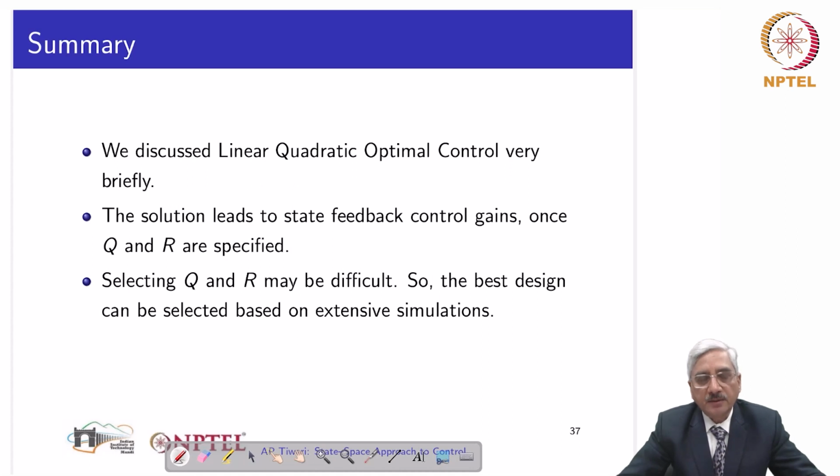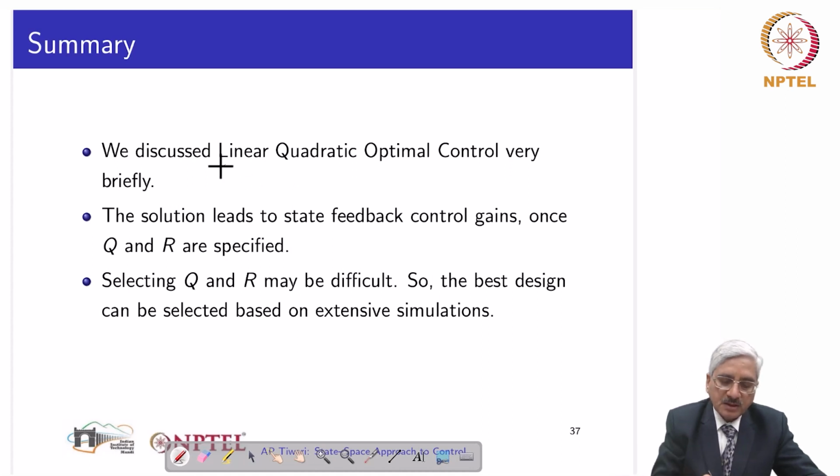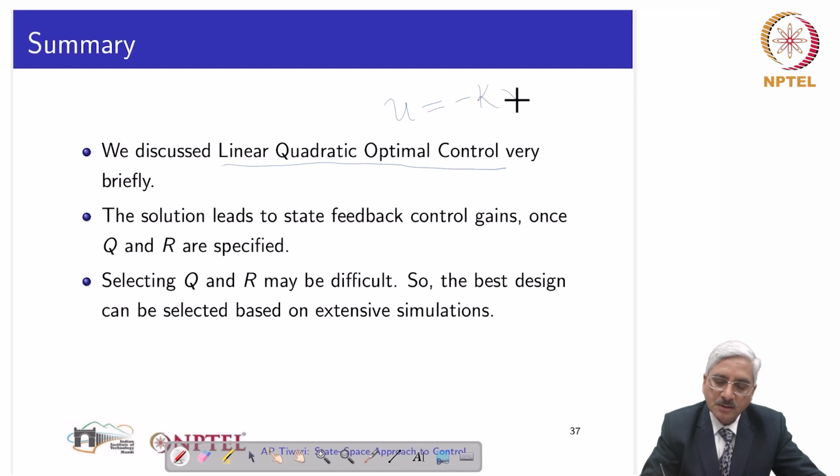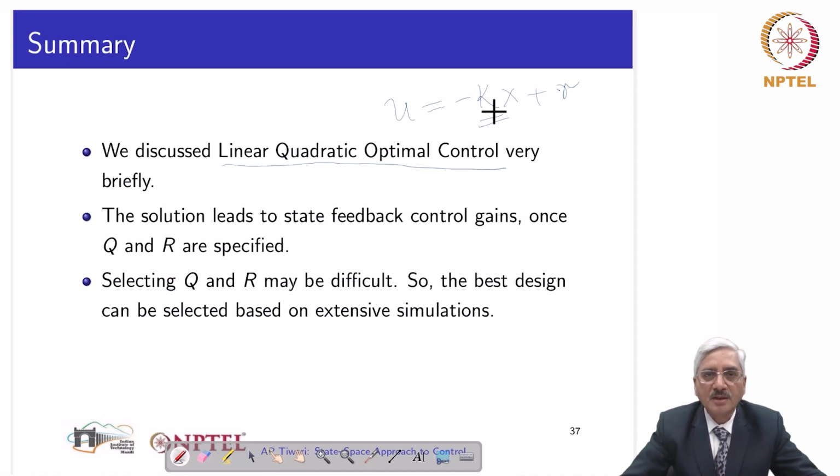We summarize and make a few remarks. So we have discussed linear quadratic optimal control, and we see that the control law is similar to that in the pole placement design. However, here the control gain is achieved through minimization of a quadratic performance index, and in the pole placement the K was obtained through selection of closed loop pole locations or coefficients of the characteristic polynomial.